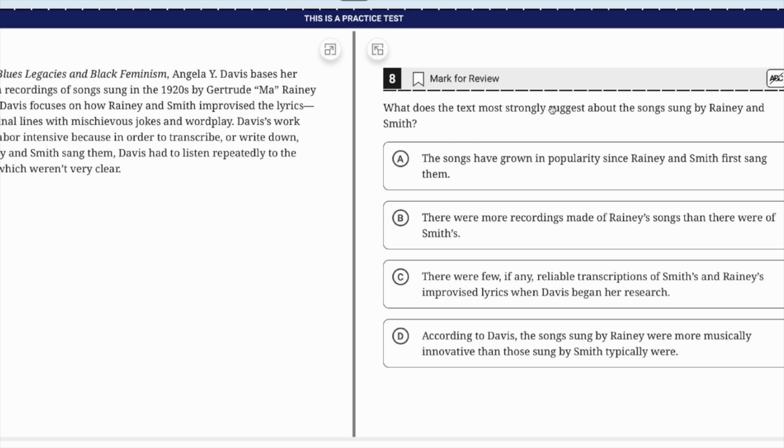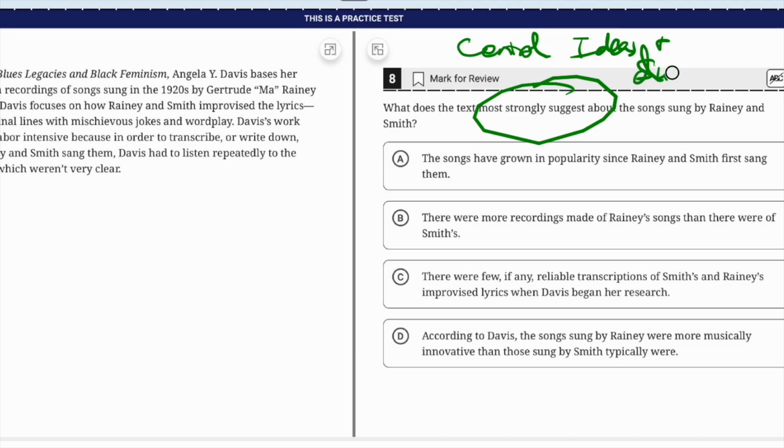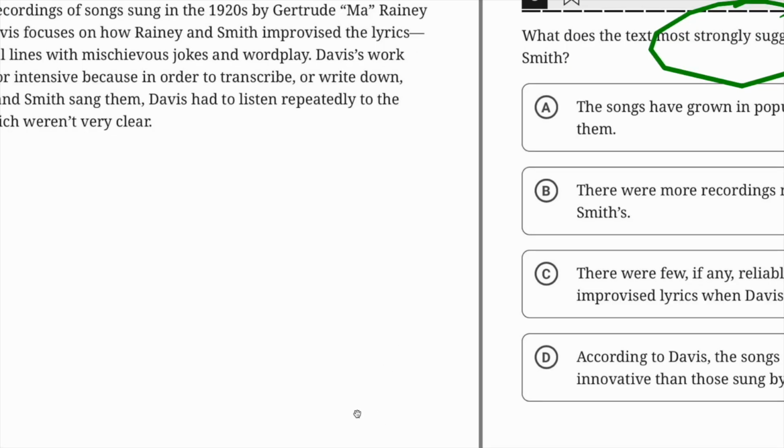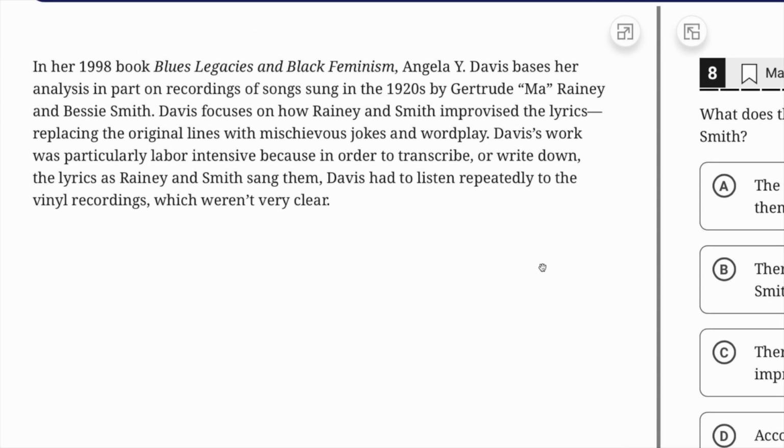What does the text most strongly suggest about the songs sung by Rainey and Smith? So here I'll note that this means we need to make an inference, even though this question type is not going to fall into the inference category. This would fall in the central ideas and details subcategory. But strongly suggests that wording means that we need to find something that is not directly stated, but something that we can infer.